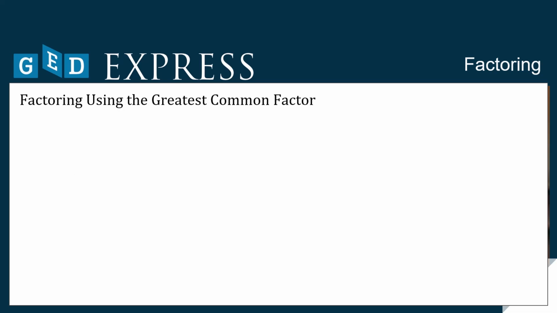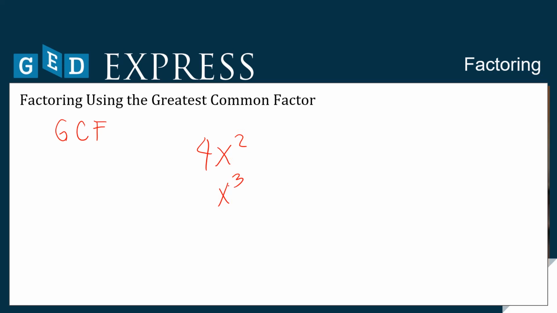The first one is factoring using the greatest common factor, which is commonly known as GCF. Okay, the acronym GCF. The greatest common factor between two terms is the largest factor that both terms share. To understand this better, consider the terms 4x squared and x cubed.